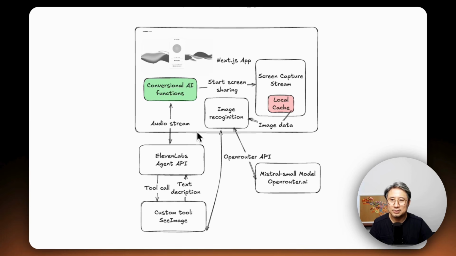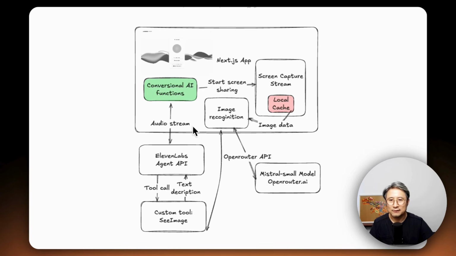From here, you can see this is our Next.js app that we will introduce the code for later. This is the agent that we created and deployed on ElevenLabs. And this is the model endpoint on the OpenRouter.ai platform. And we choose the Mistral Small model for this image recognition. So these are the three sections in our project.